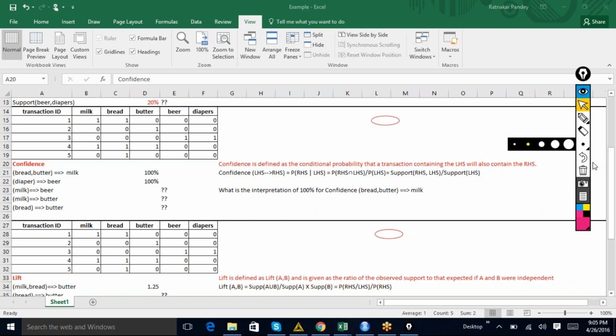So how many instances are there? You follow this formula. You have to look at the support of right hand side and left hand side, which is nothing but how many times both the right hand side and left hand side have been bought together. The right hand side obviously is beer, and the left hand side is milk. So how many instances are there where milk and beer have been bought together? Anyone?